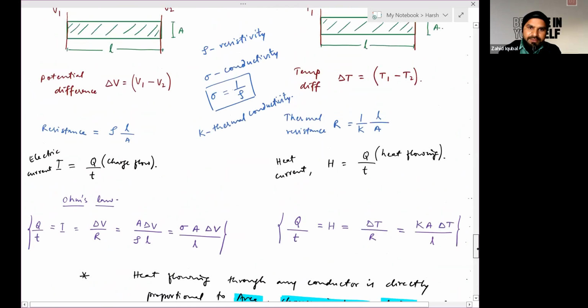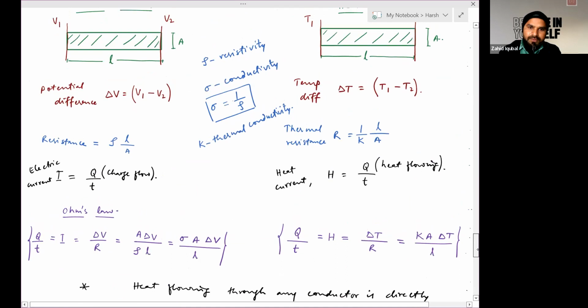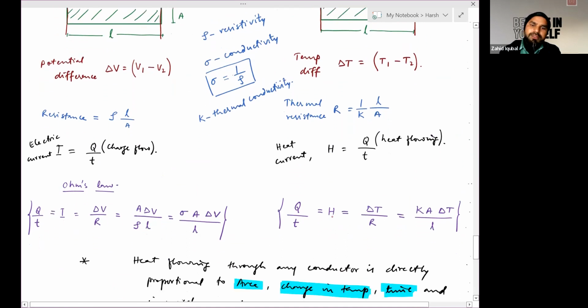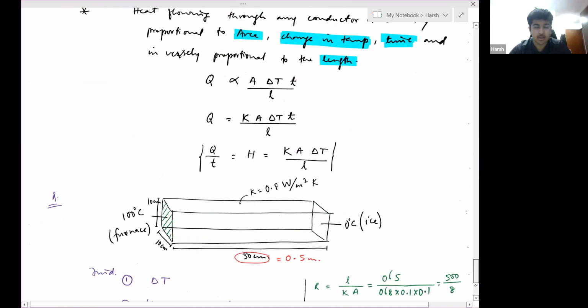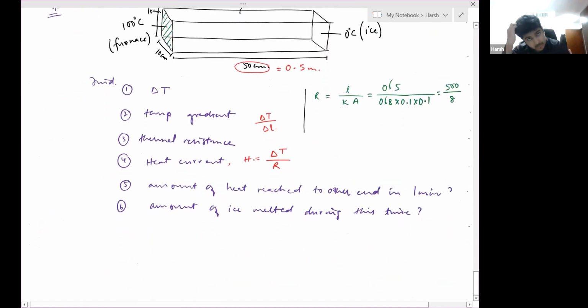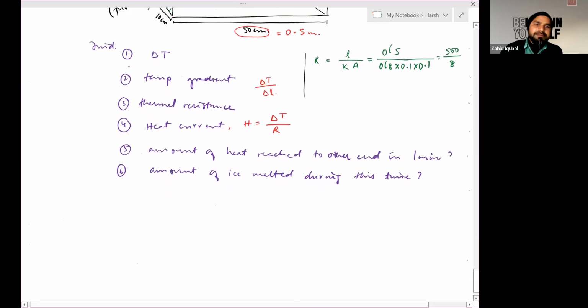In last class, I defined how to calculate this one. H is equal to delta T divided by R, that is temperature difference divided by thermal resistance. So heat current will be equal to delta T divided by R. We have calculated delta T in first part and resistance in third part. So you get amount of heat current in this particular time gap.